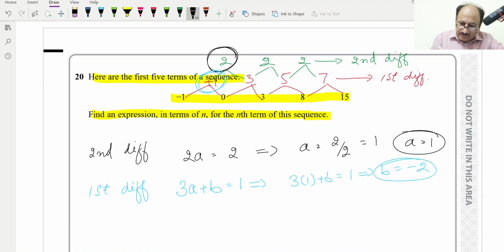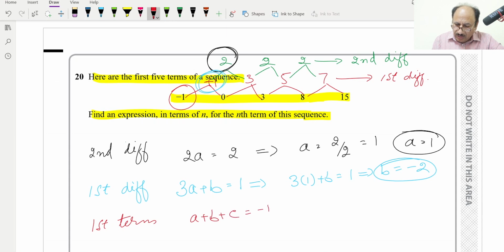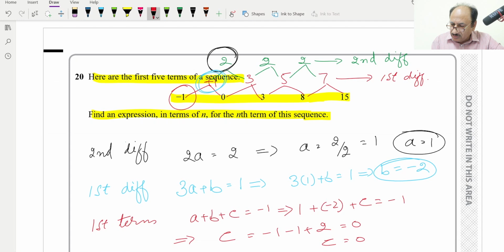Now we can calculate the c value. For the c value, we are taking the first term. First term is what? First term is minus 1. So we will write a plus b plus c is equal to minus 1. And a value is 1. This implies 1 plus b value is minus 2 plus c is equal to minus 1. So this implies c is equal to minus 1 plus 2, and this is equal to 0. So c value is equal to 0.